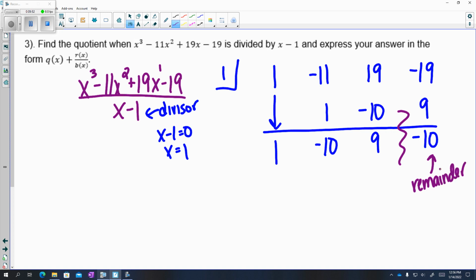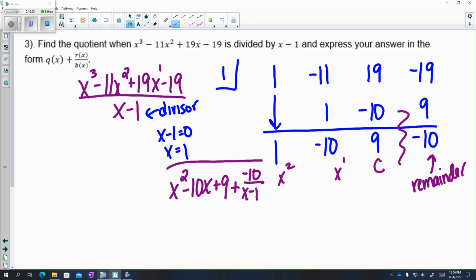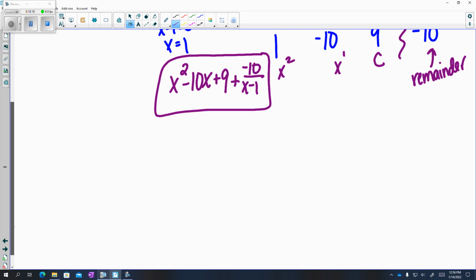And then you work backwards. This is constant, x to the first, x squared. So my final answer is x squared minus 10x plus 9 plus negative 10 over my divisor of x minus 1. You could put minus 10 over x minus 1, or you could leave it as I have it with the plus the negative. And then I'm just going to quickly review the tabular method as well.